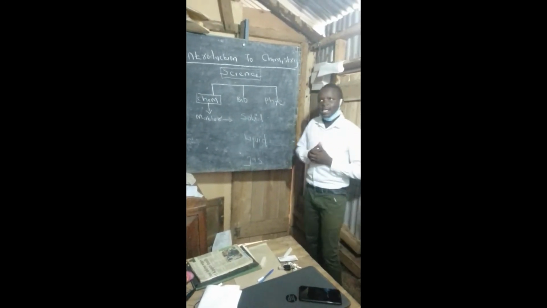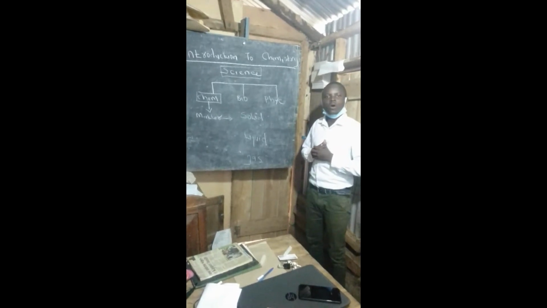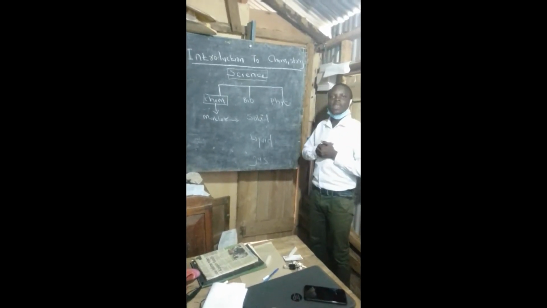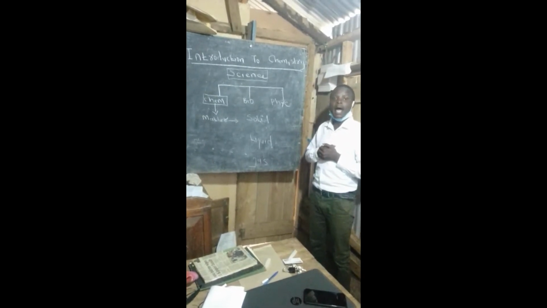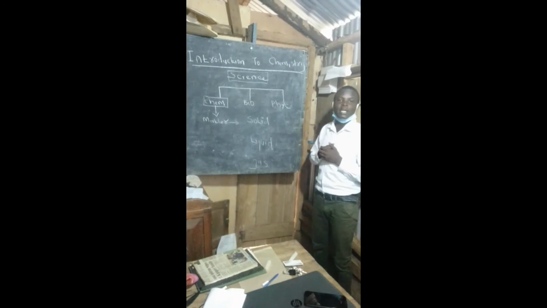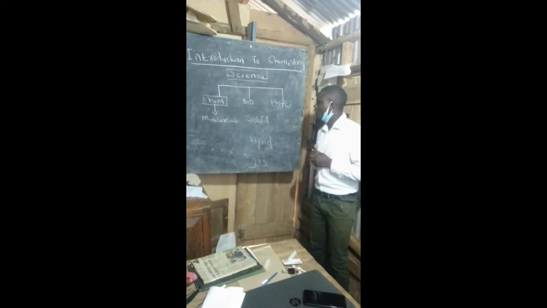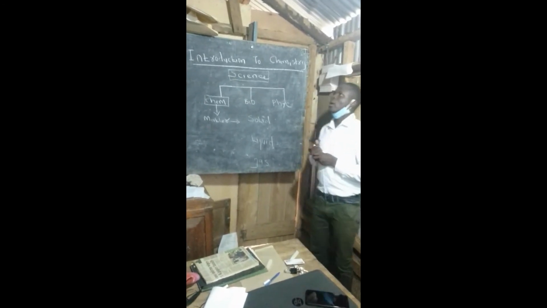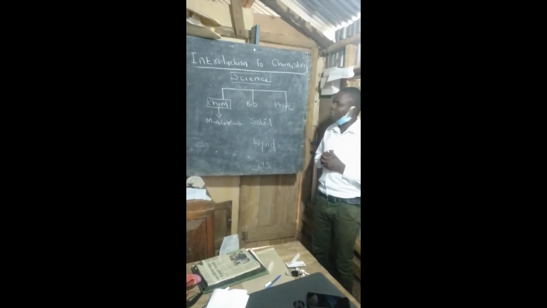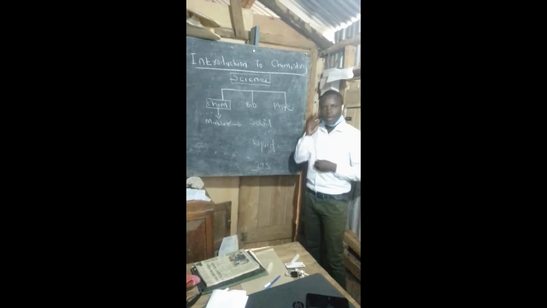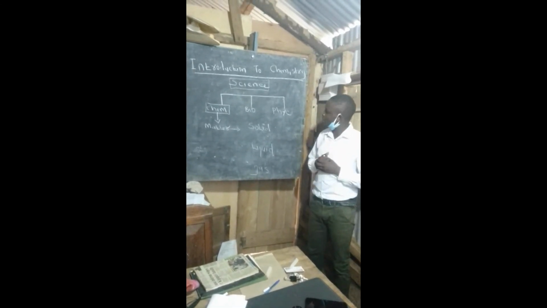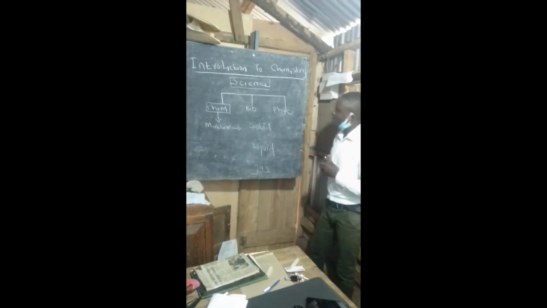Now, what is this thing that we are calling matter? First of all, you realize that the entire universe is made up of matter. Matter is, of course, all over. Now, when you talk about matter, matter is defined as anything that occupies space and has a mass.